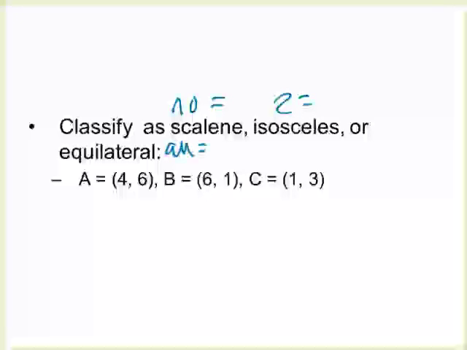So what we need to do is find the length of AB, the length of BC, and the length of AC, and say how many of those are the same. You can definitely use your distance formula here, but for these ones, I'm really a picture person, and I'll show you why.